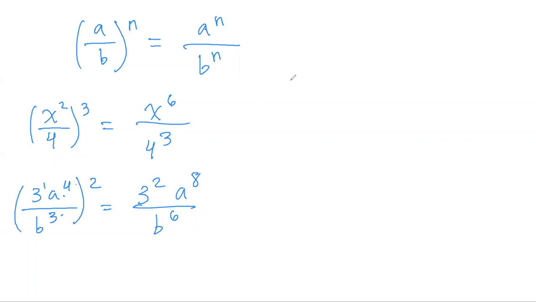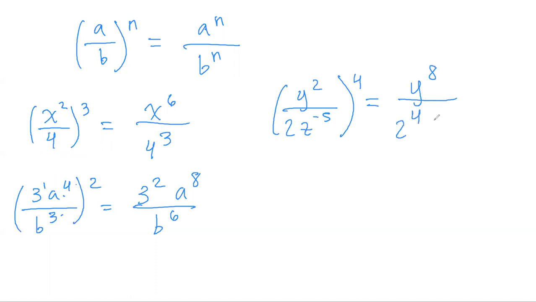So let's try another example. (y squared over 2z to the negative 5) all to the power of 4. So it's the same as y to the 8th over 2 to the 4th and z to the negative 20, which I can write as y to the 8th, z to the 20th on top, and 2 to the 4th is 16.